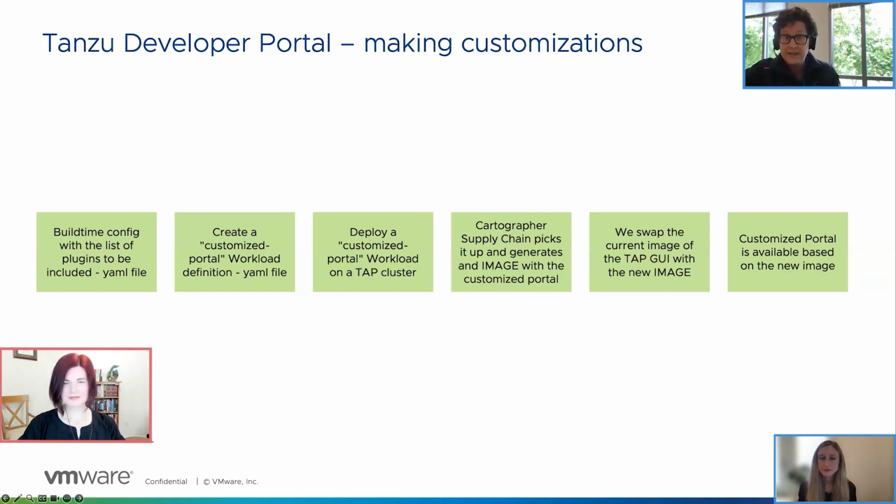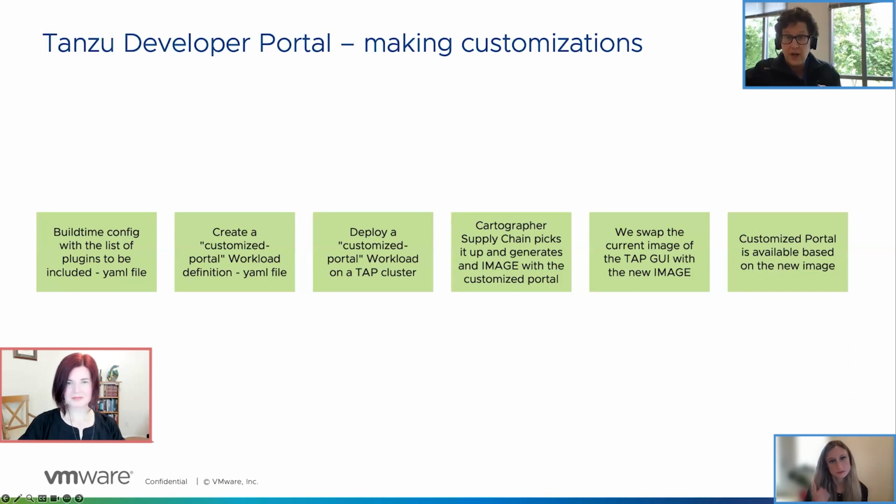Then we create a specific customized portal workload definition, which would be another YAML file, similar to the one that you've seen me demo earlier. And then that workload would be deployed on a Tanzu application platform cluster, and it would be picked up by the cartographer supply chain and would go through all of the stages, the same stages that I just showed you. And the result, the output of that process would be an image with the customized portal.